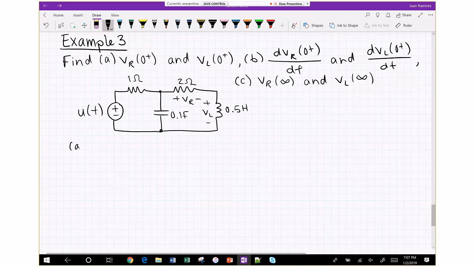Let's see what we can learn from finding values way before the transition. The transition is of a step function. And because it's the unit step function, the initial state is 0 and the final state is 1 volt. So let's take a look at the initial state, 0, which is a short circuit. Capacitor looks like an open circuit. Inductor looks like a short.